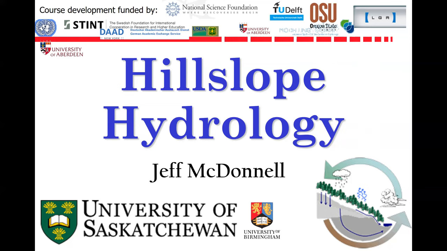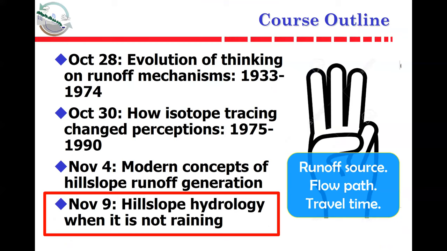So welcome back everybody for this final lecture in this Hillslope Hydrology class. As we've done through the last three lectures, we started off talking about the evolution of our perceptual models of runoff generation mechanisms, starting with the work of Horton in the early 30s and going up until the start of the first international hydrological decade and its end at 1974.